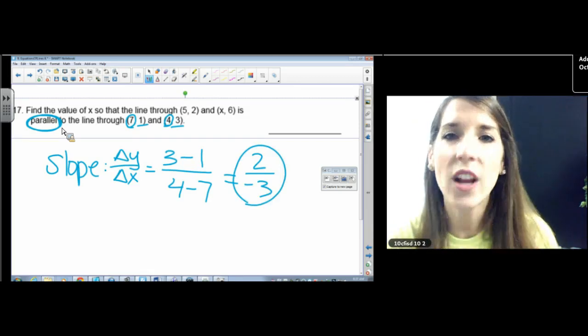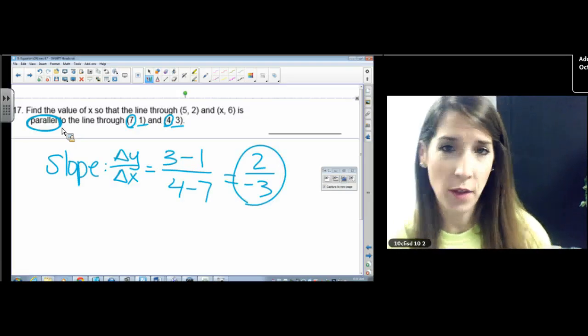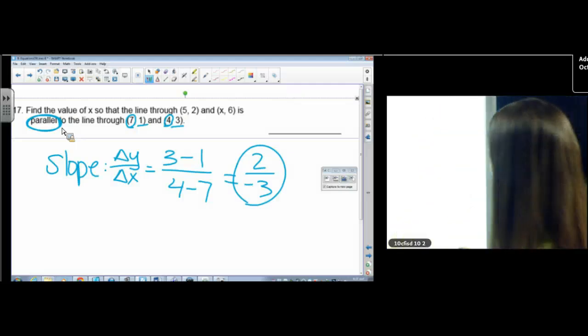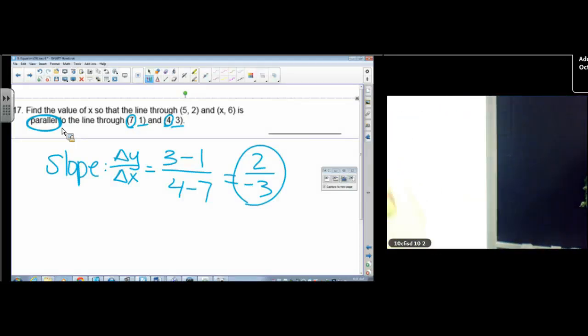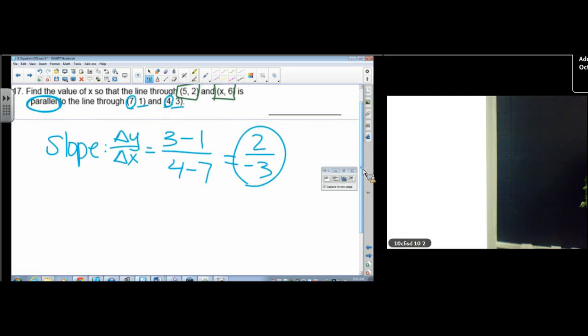I want to be parallel to negative 2/3. So I'm not going to change it. I'm not going to flip it. I'm not going to switch it. I'm not going to change the sign. I'm going to keep it as negative 2/3. We want to go through this guy and this guy. And we need our slope to be negative 2/3. So we're going to do the slope formula again.